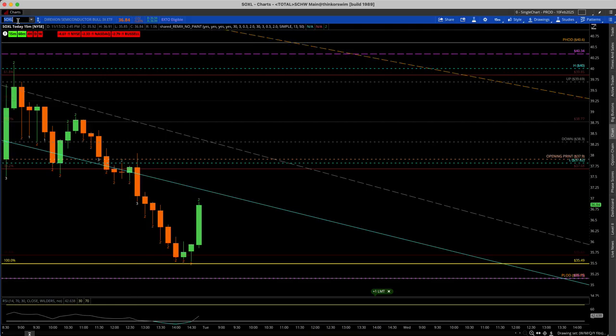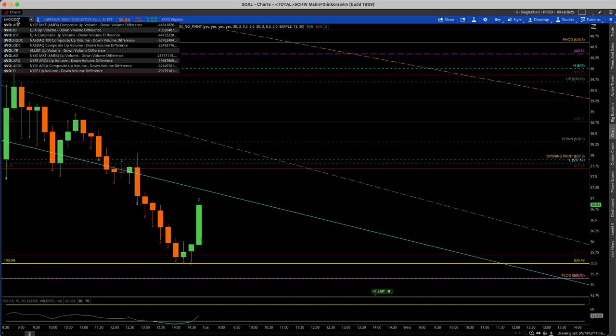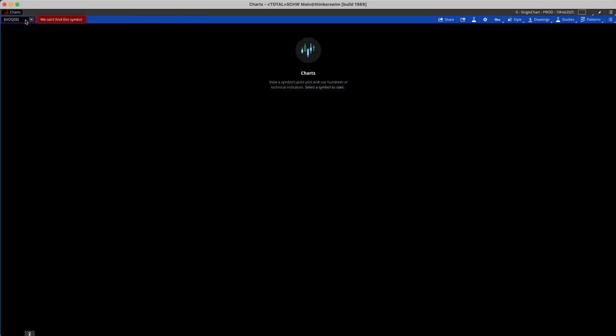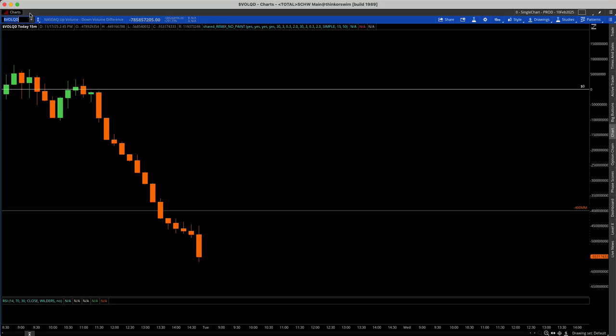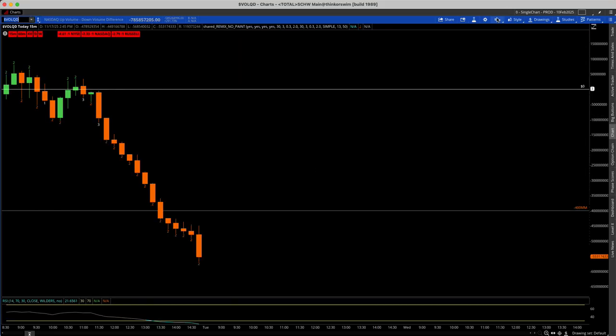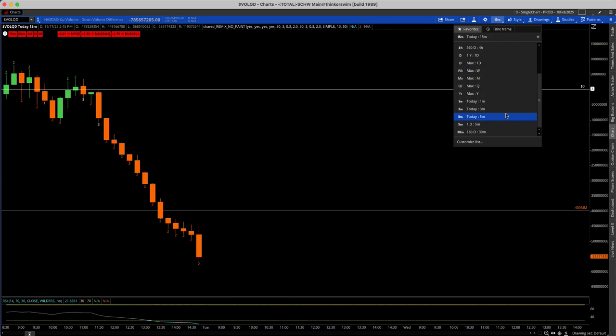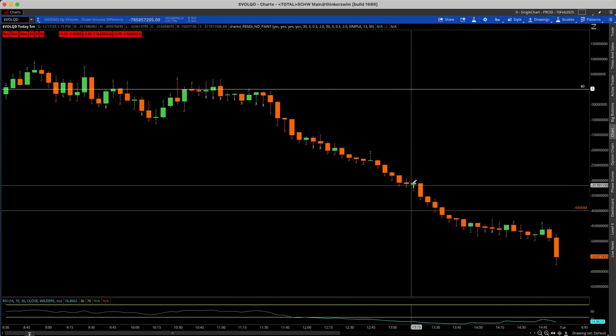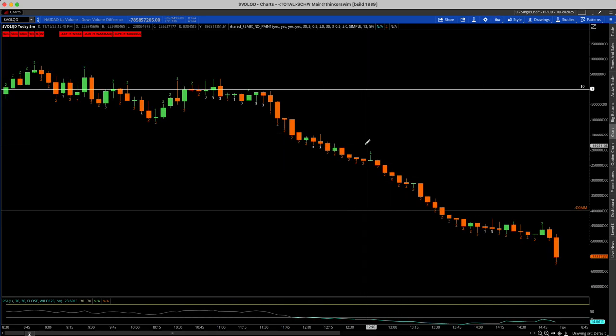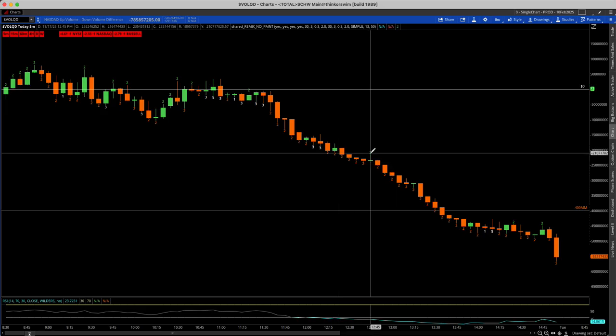Another one of the reasons why we did that, let's just take a look at VOLQD. If we take a look at VOLQD and go to the 1 day 5 minute chart, we can see around here is when we started to really break down. I believe this was the lower high, and then we can see we broke down.